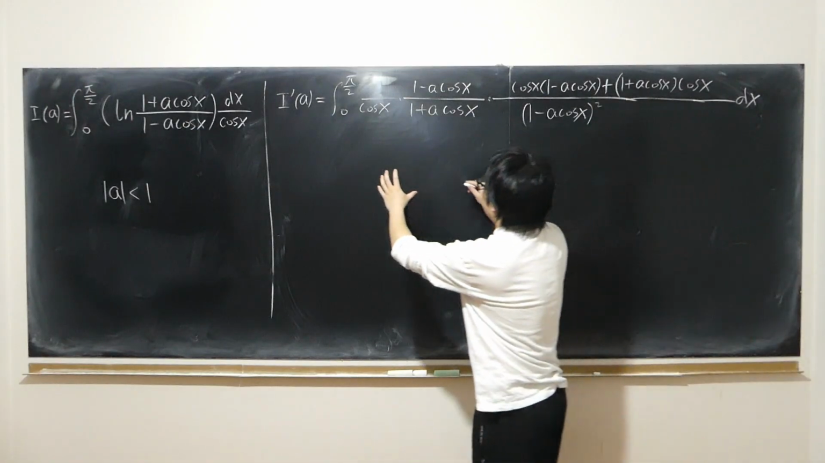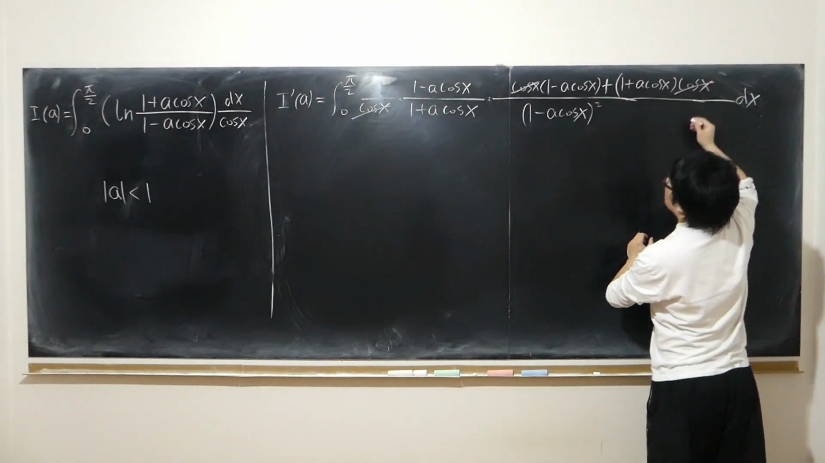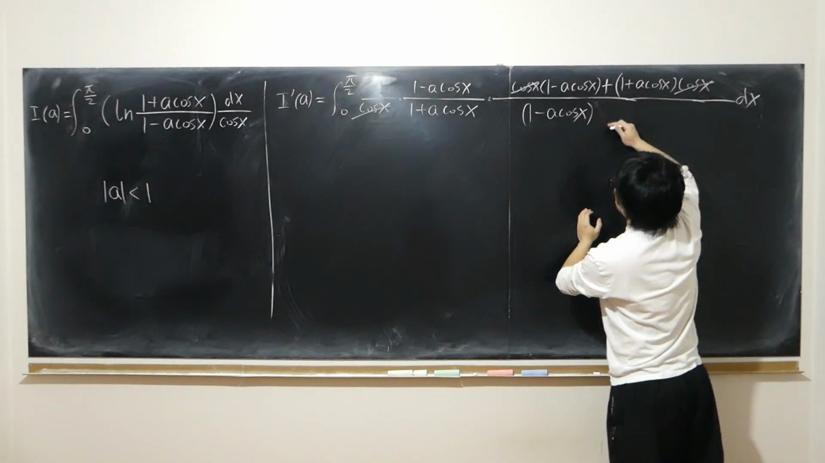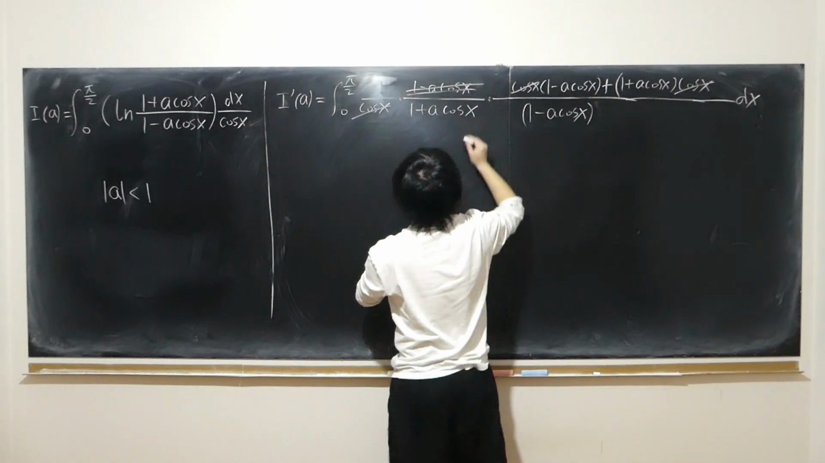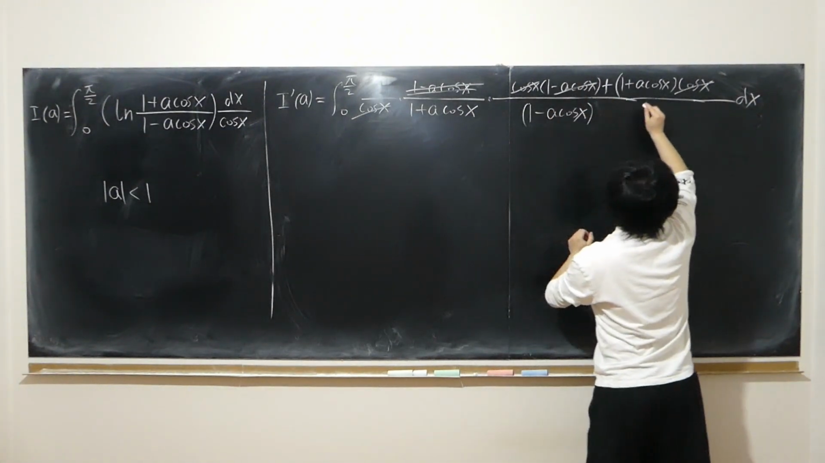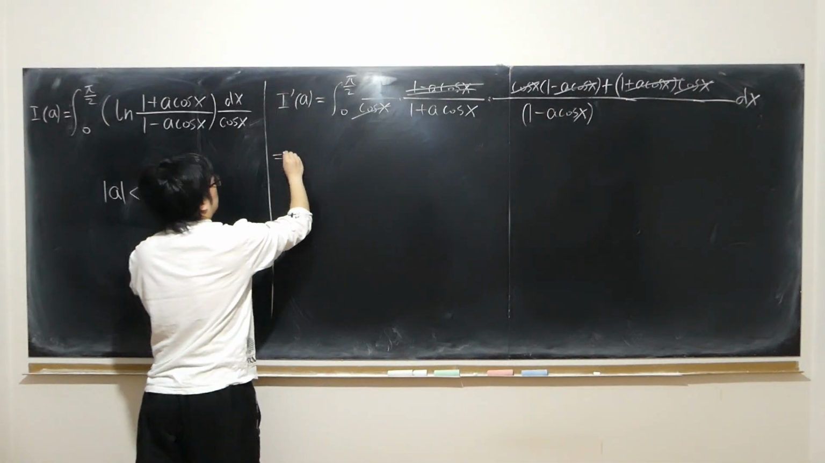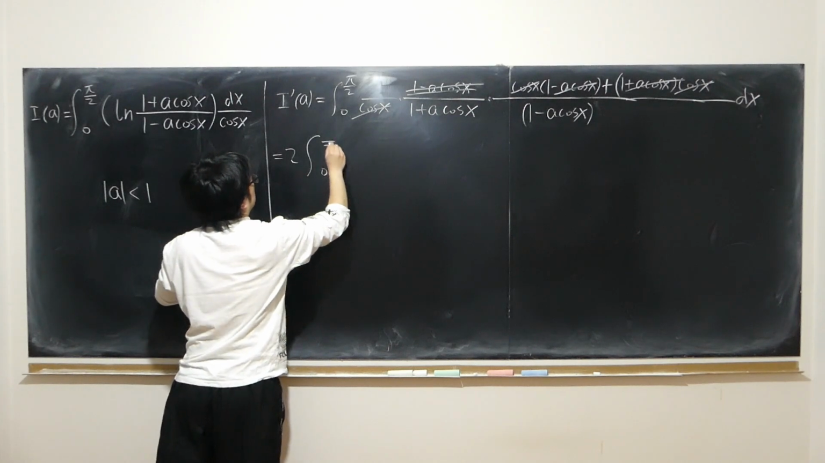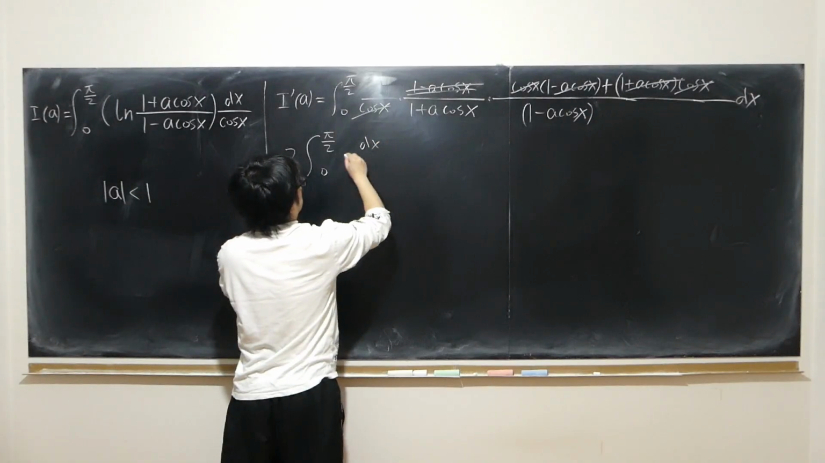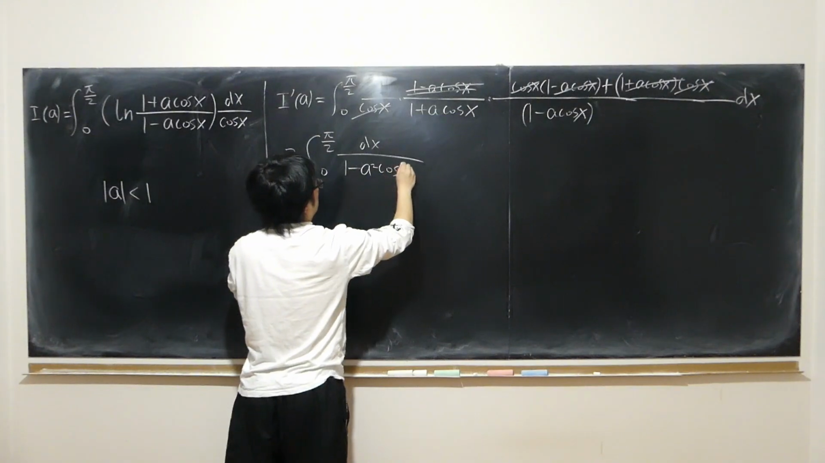Now we can simplify. Cos x, cos x, cos x. And 1 minus a cos x. So we only have one of them. This time, here, negative, positive. So we have 1 plus 1. So we take out the 2. 2 times the integral from 0 to half pi, dx over 1 minus a square cos square.